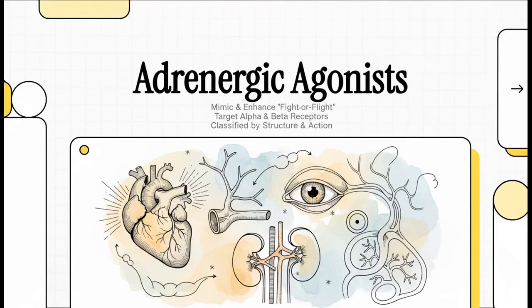All right, if you're in med school or pharmacy school, you've heard fight or flight a million times, right? But what happens when we want to control that system with drugs? Well, that's exactly what we're diving into today. We're talking about adrenergic agonists. These are the powerful tools that can mimic and even boost our body's most fundamental reactions.